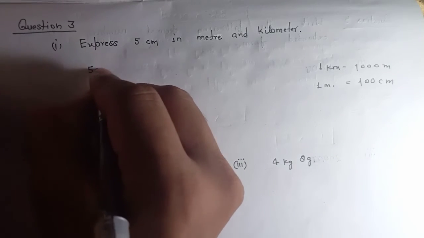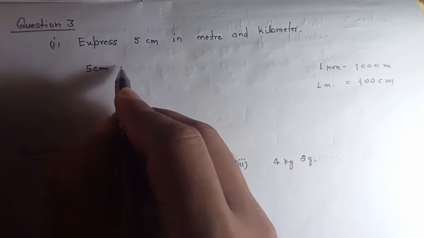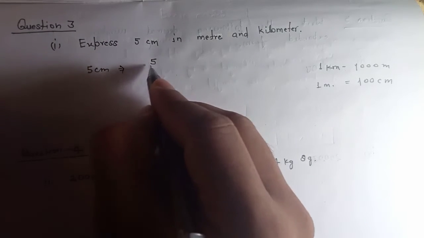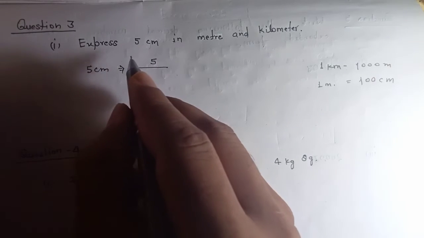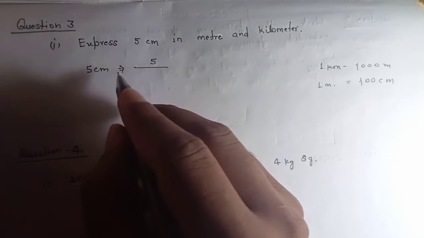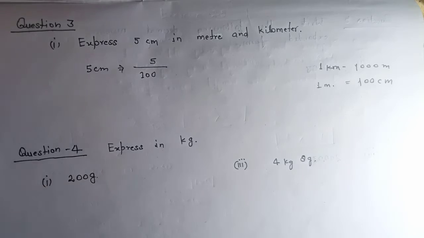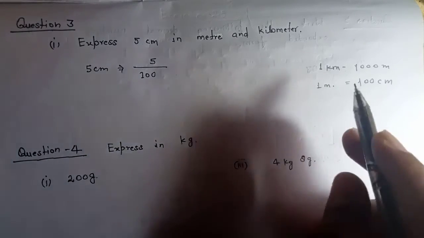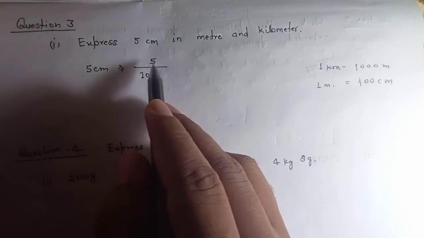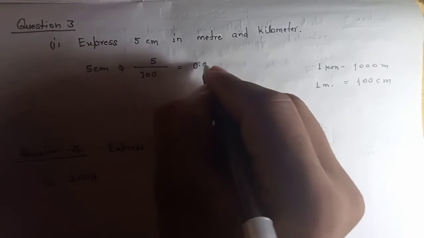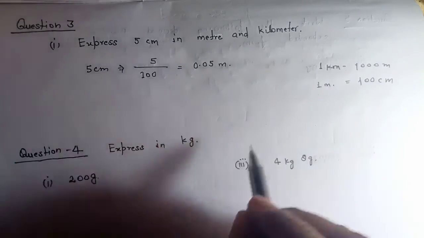So if this 5 centimeter is converted to meter, you have to divide by how many parts? There are 100 parts in a meter and you have selected 5. In a meter there are 100 parts, and if you select 5 parts, that is 5 centimeter. So how much is this of a meter? There are 100 centimeter in a meter, so divide the centimeter by 100, you will get the number in meters. So 5 upon 100 becomes 0.05 meter.